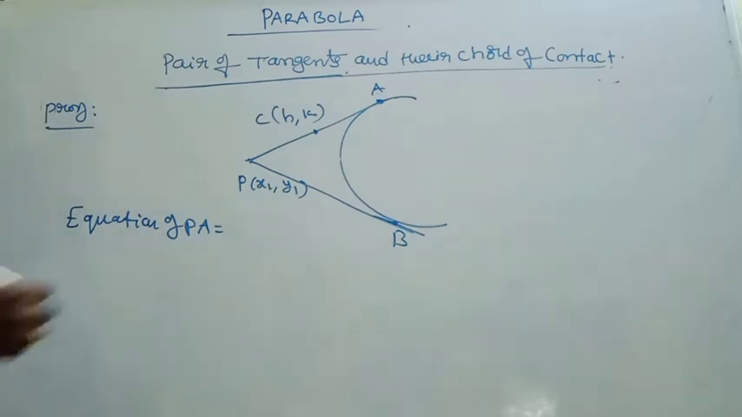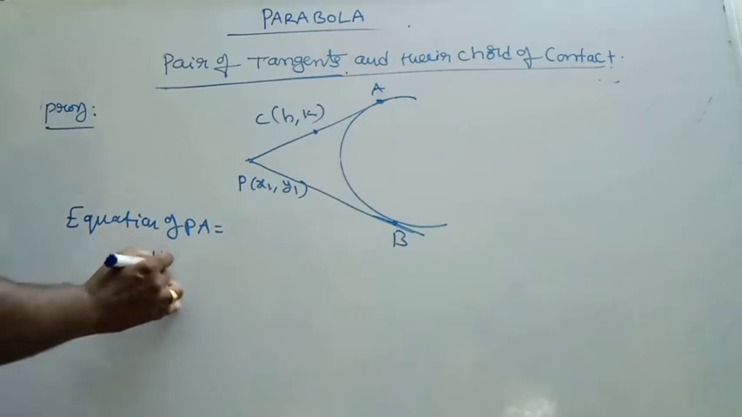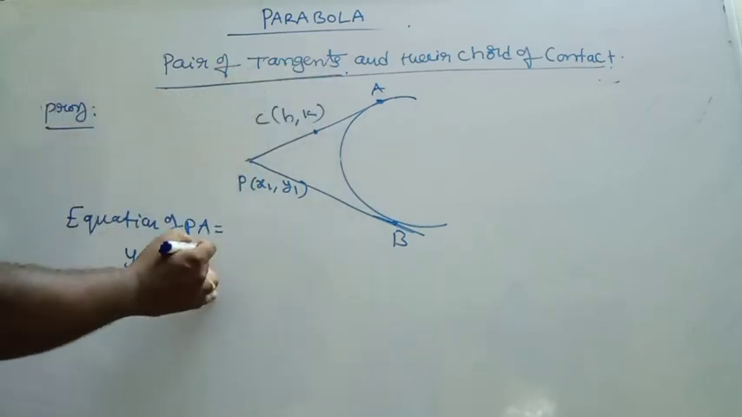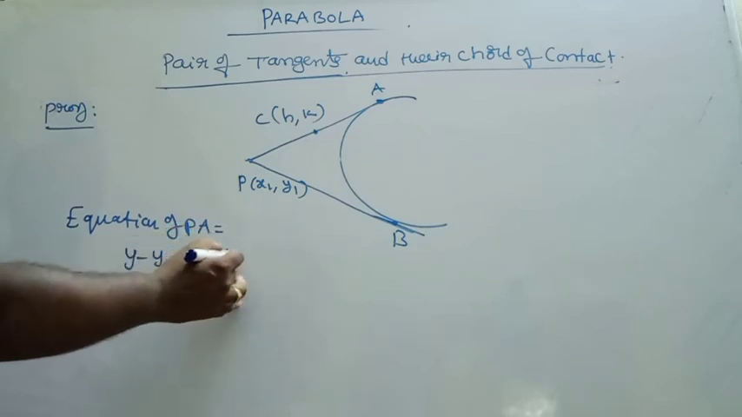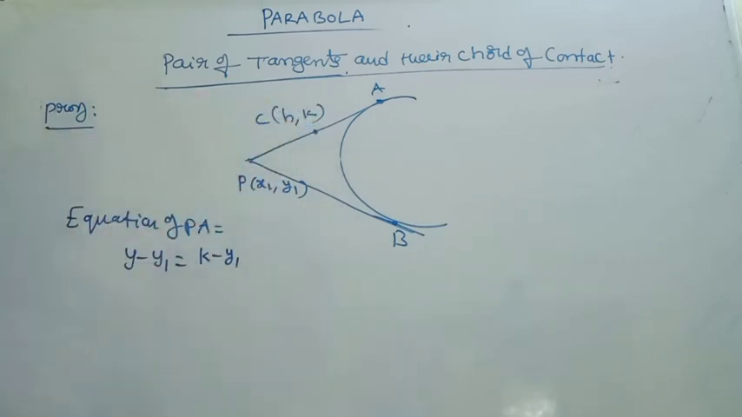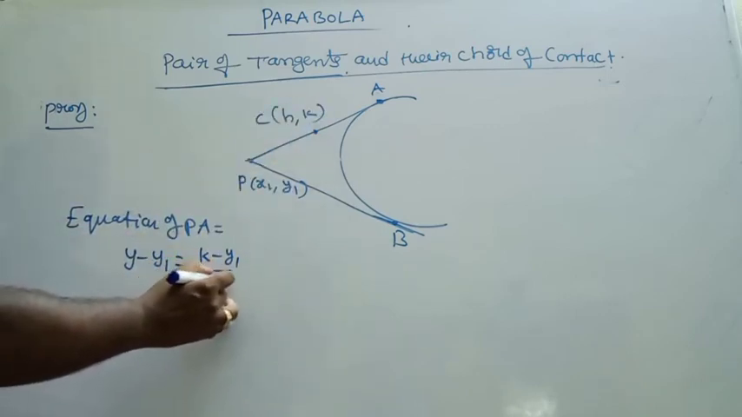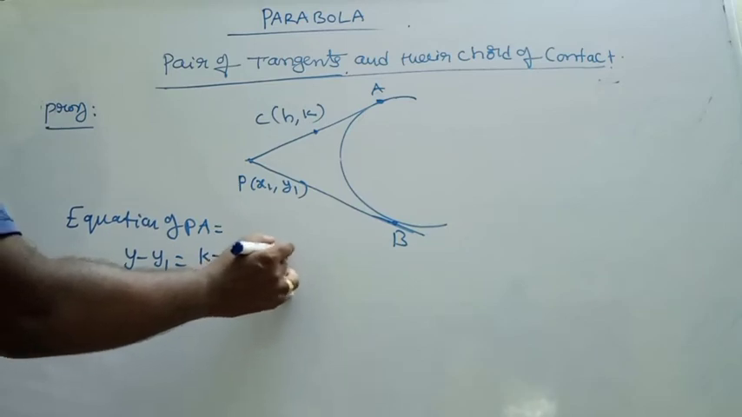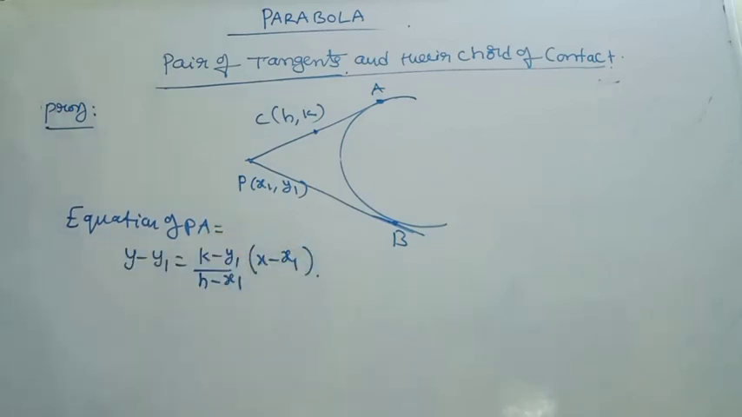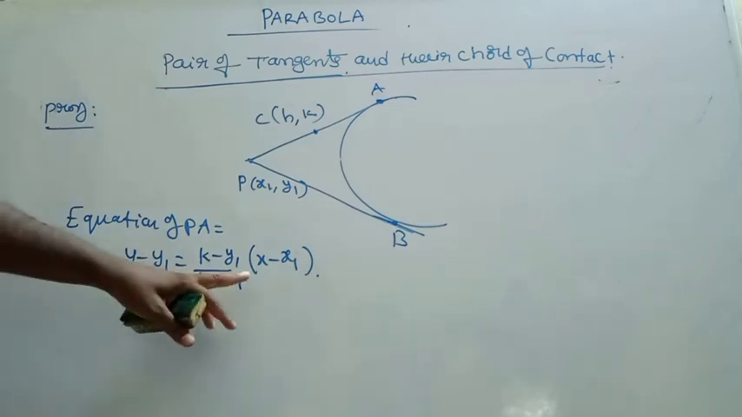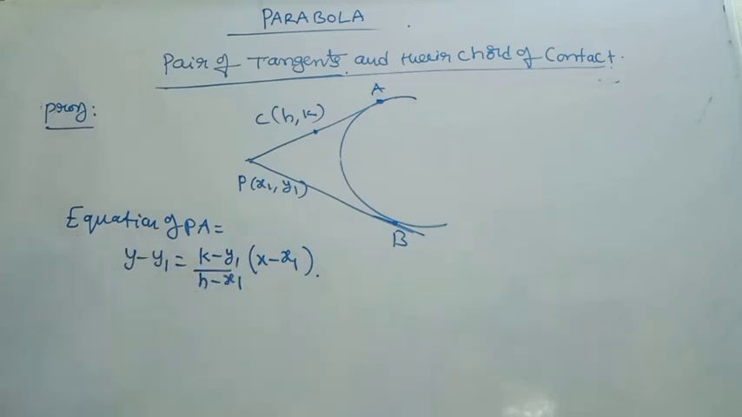That is nothing but y minus y1 is equal to the slope of this line times x minus x1. The slope of this line is nothing but y2 minus y1 by x2 minus x1, if two points are given, then you know how to find slope. Here it is k minus y1 by h minus x1, into x minus x1. This is the equation of the tangent PA: y minus y1 is equal to (k minus y1) by (h minus x1) times x minus x1, right?